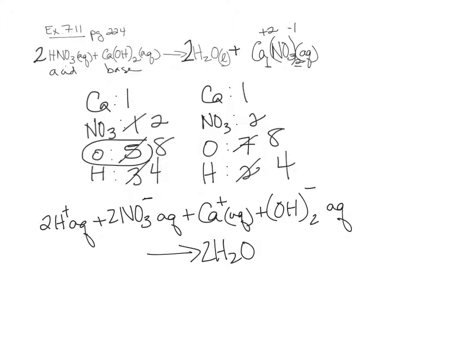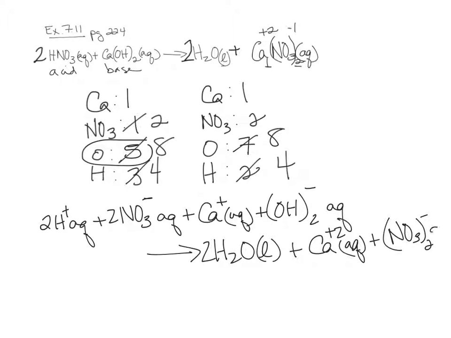Whenever I write my complete ionic equation, I need to keep my liquids, gases, and solids together. And then I'm going to have calcium 2+ aqueous, plus my NO3- aqueous. So that's my complete ionic equation.